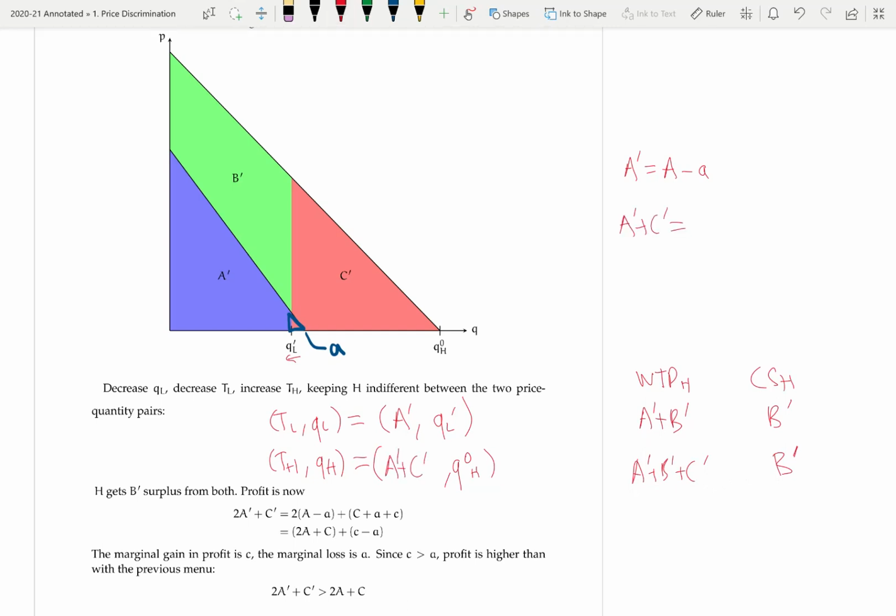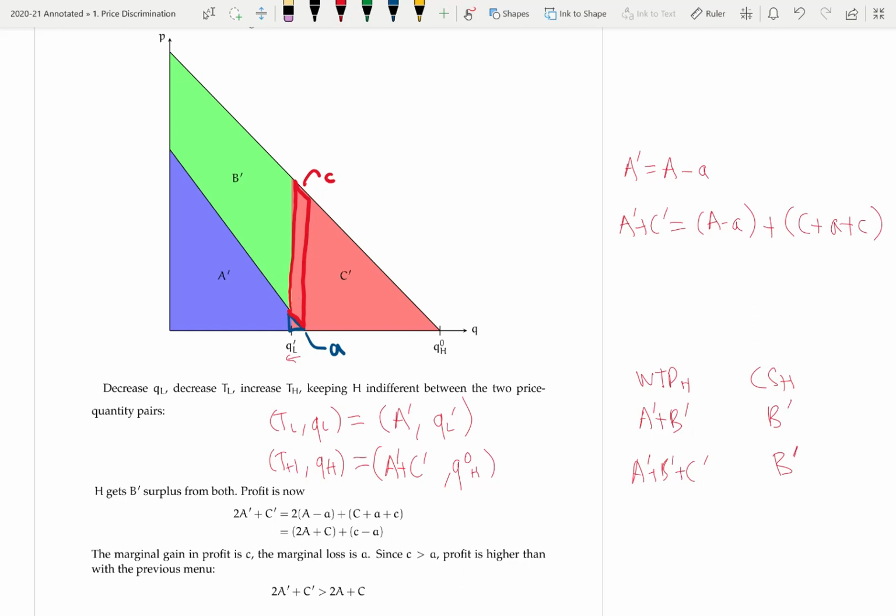So let's see what the gain is from being able to increase the price to consumer H. We want to compare A dash plus C dash to A plus C, which was the previous price for this many units. To do that, we need to introduce another area on the diagram. So let's call this area small c. We already saw that A dash is equal to A minus small a. How does C dash compare to C? Well, C used to be this triangle here. So C dash is equal to triangle C plus small c.